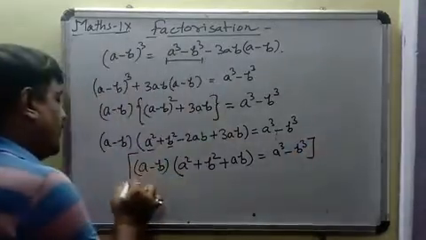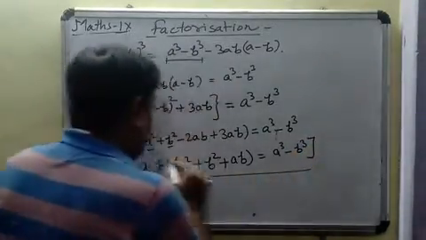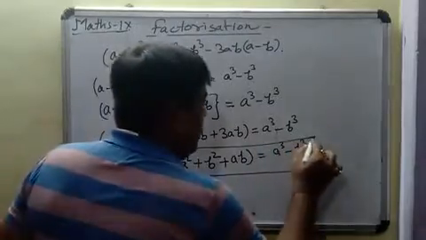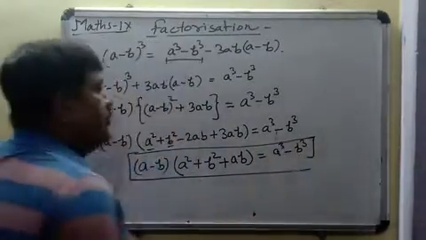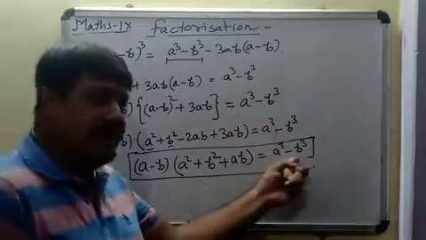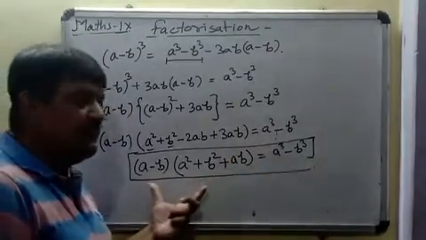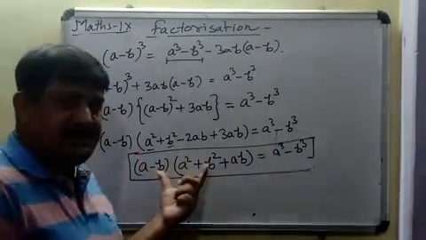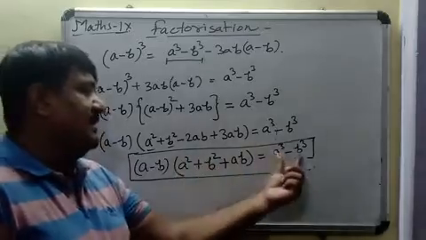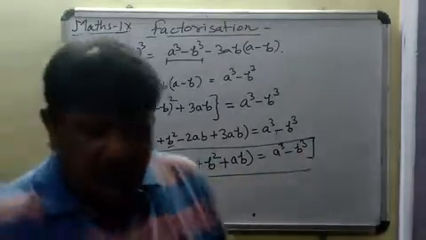This is the second formula we will be using in the particular exercise 3F. This formula will also be used from both sides. If this is given, we have to expand it like this, and if this portion LHS is given to us, we have to factorize it as a cube minus b cube.